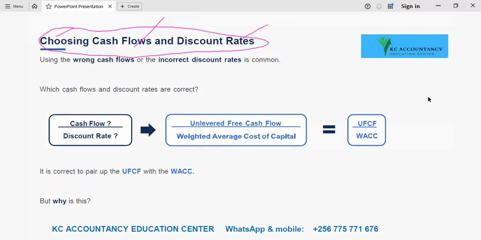Now, having understood what we are going to look at, choosing the right cash flows and a correct discount rate can also be tricky. In fact, in DCF models, that is a very common place for people to make errors. Essentially, they get the wrong cash flows and incorrect discount rates. So the question becomes, which cash flows and which discount rates are in fact correct?